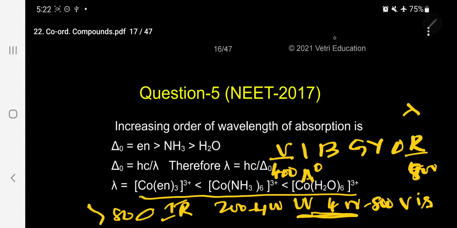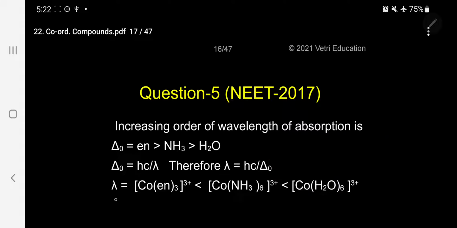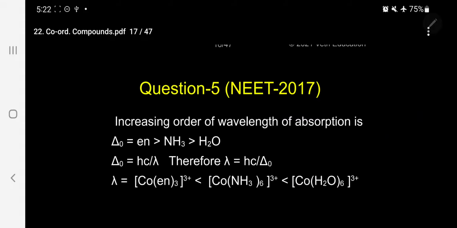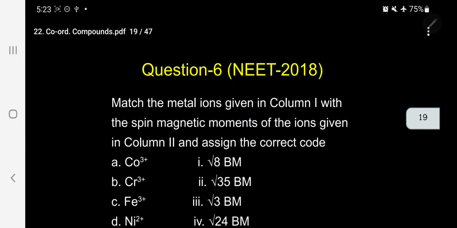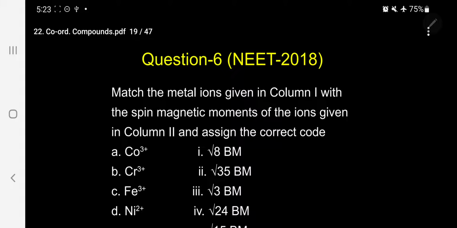Kindly follow. So this is the correct answer, because a weaker ligand has higher lambda than this one. It purely depends upon the ligand field. The lower the ligand strength, the higher the lambda, and it will come to the visible region. So the correct answer is 2. Please follow. Next question, question number 6. This is another interesting question.